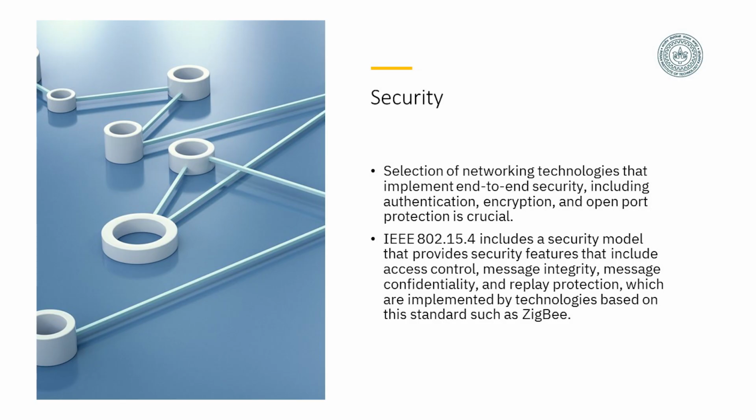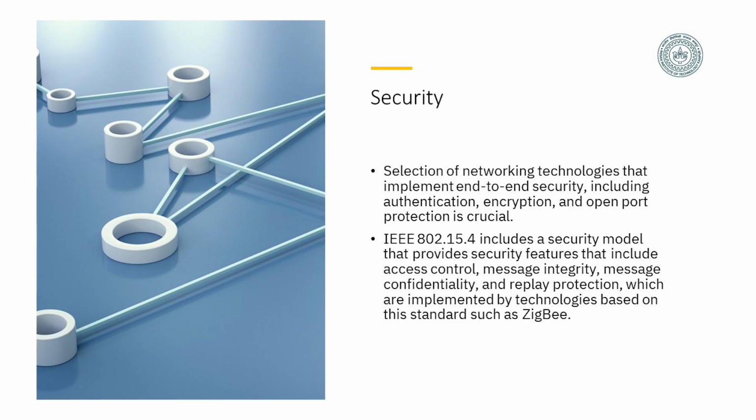The last thing that we will talk about is security, and security is key. Security involves selection of networking technologies that implement end-to-end security, including authentication, encryption and open port protection. So, three key aspects of security. One is authentication: authenticate the devices and the users. Second, encrypt your data, and third, provide protection from open ports.